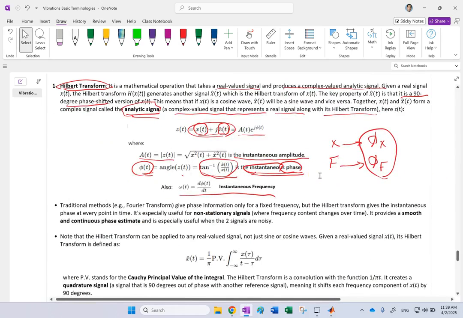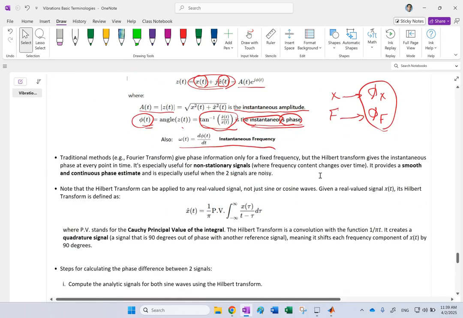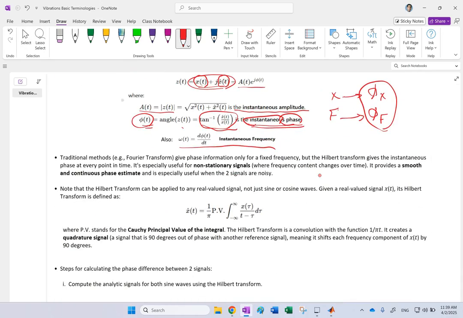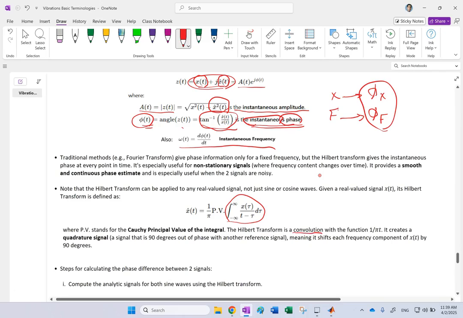Now, what is the Hilbert transform? The way it generates this 90-degree phase-shifted version of the signal is basically by an integral. And if you look at it, this integral is actually a convolution. It's a type of convolution between what?